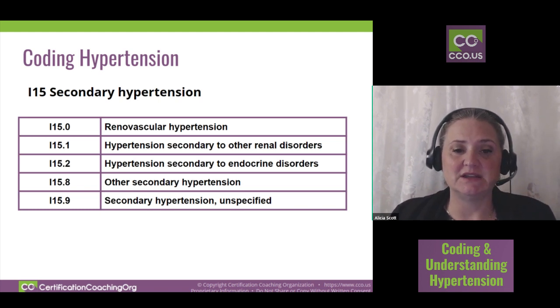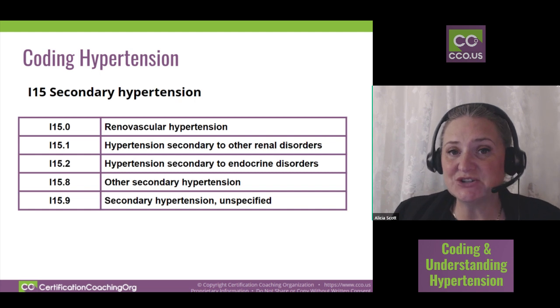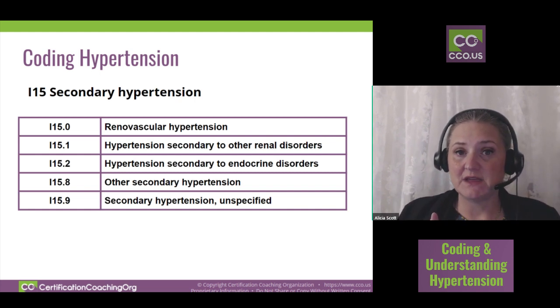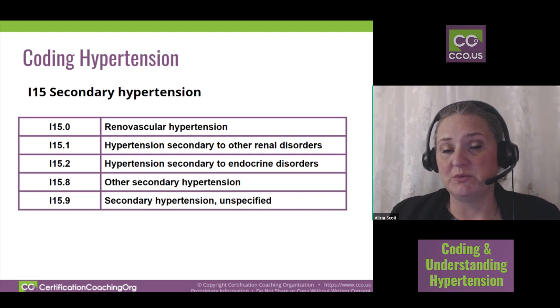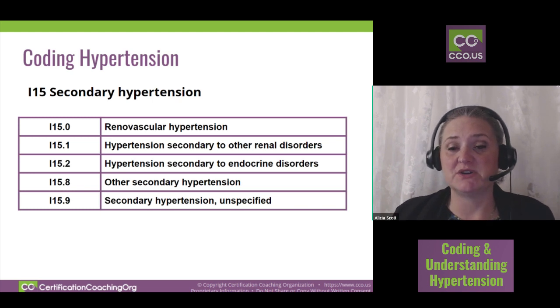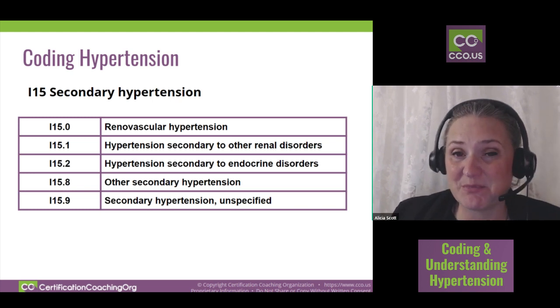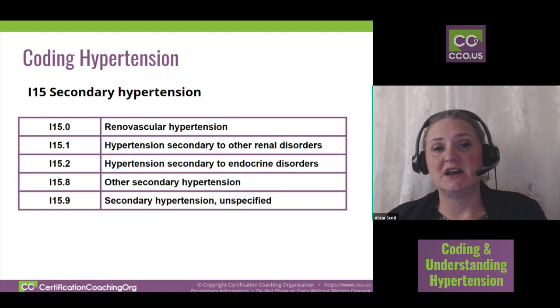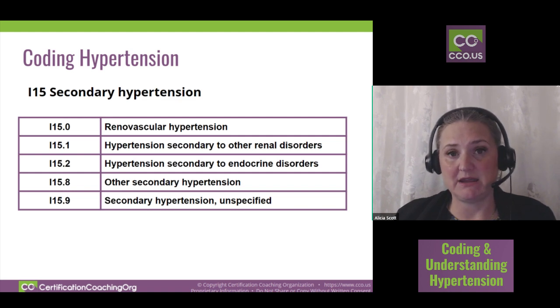I15.2, again, secondary to endocrine disorders. Now this could be endocrine, or would be glands. So it could be the thyroid gland causing it. You have a thyroid issue. I don't know what it would be, hypothyroidism or hyperthyroidism, which would probably be hyperthyroidism. And that endocrine disorder is causing hypertension in the body.